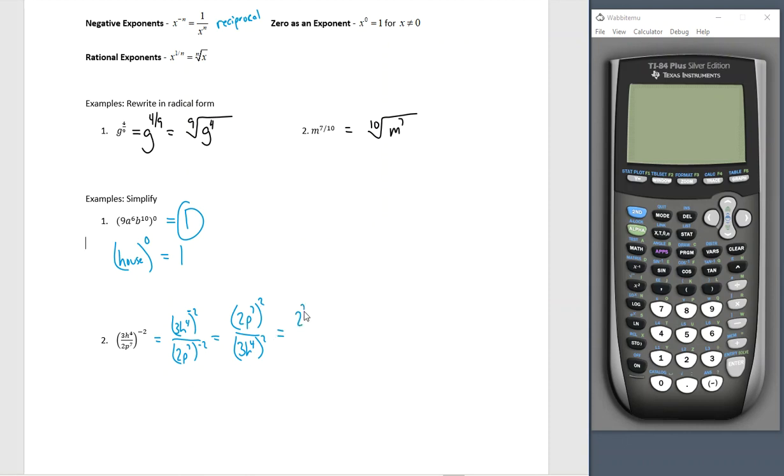2 squared, p to the 7th squared, 3 squared, h to the 4th squared. 2 squared is 4. 7 times 2 is 14. 3 squared is 9. And 4 times 2 will give us h to the 8th. All right, a single p term, a single h term. I don't have anything I need to simplify. The 4 and the 9, they have nothing in common.